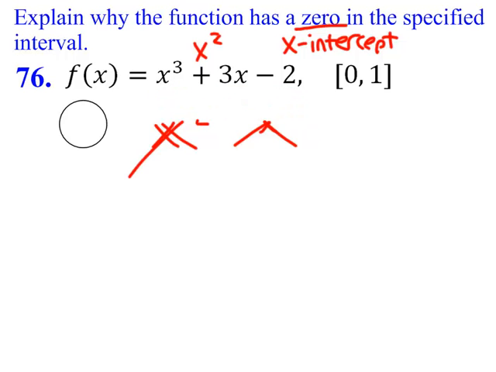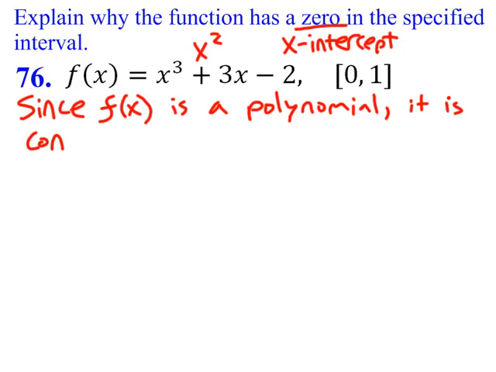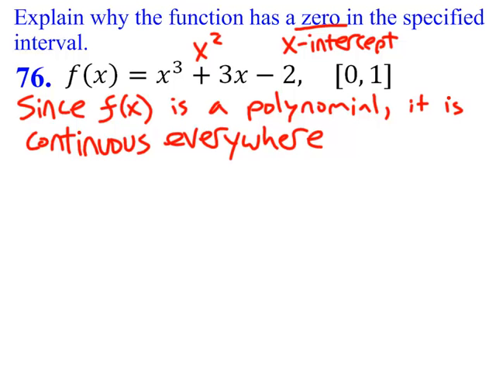But this is a polynomial, and all polynomials are automatically continuous. So I would say, since f of x is a polynomial, it is continuous, not only on the interval. Again, all I really have to guarantee is that it's continuous on this interval, but it's an even more powerful statement to say that it is continuous everywhere. That covers the interval as well as all other x values. So it's continuous. You have to state that.